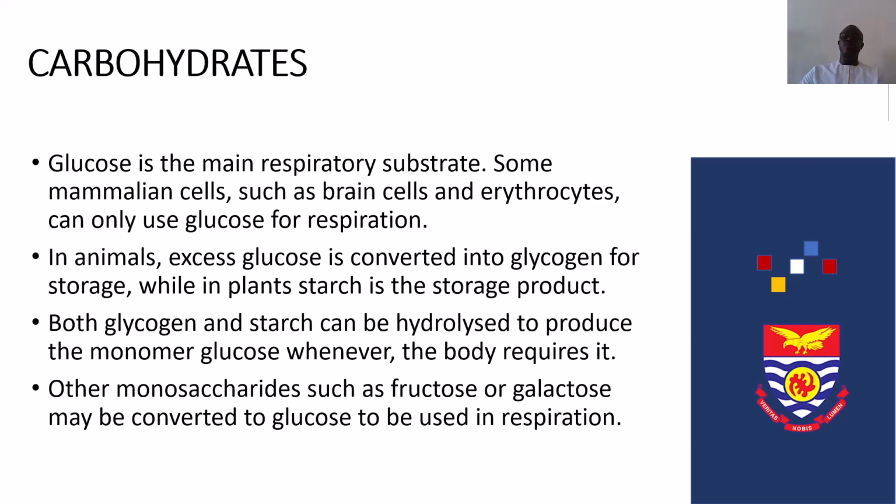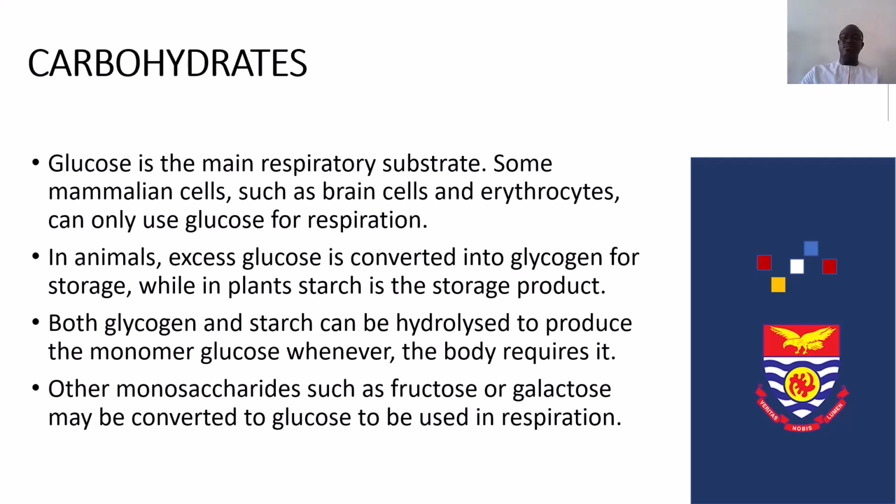Glucose is the main respiratory substrate. Some mammalian cells, such as brain cells and erythrocytes, can only use glucose for respiration. In animals, excess glucose is converted into glycogen for storage, while in plants, starch is the storage product. Both glycogen and starch can be hydrolyzed to produce the monomer glucose whenever the body requires it.